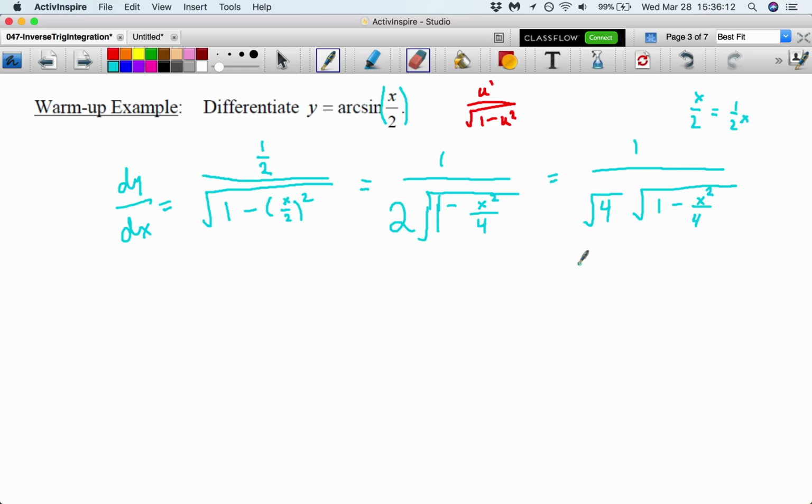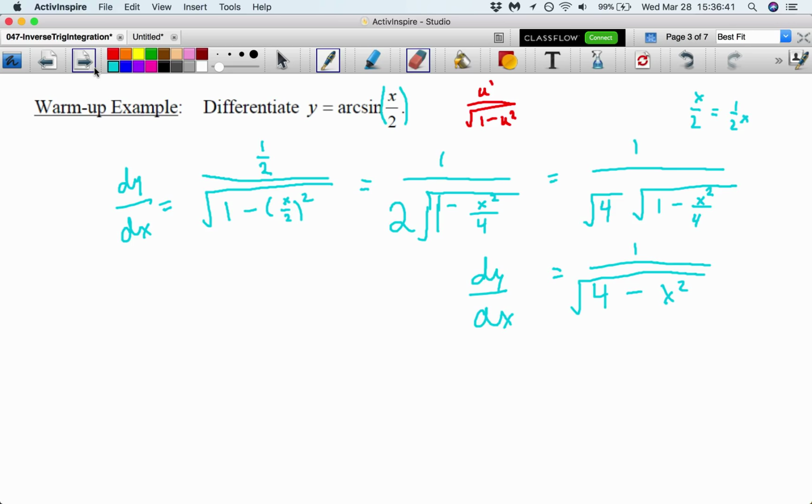And then with 2 roots like this, I can distribute one root into the other and get the square root of 4 minus 4 times x squared over 4, which is x squared. So that's a simplification of the derivative of arc sine. And that's why this rule is going to cash out. We can have any square here minus x squared.